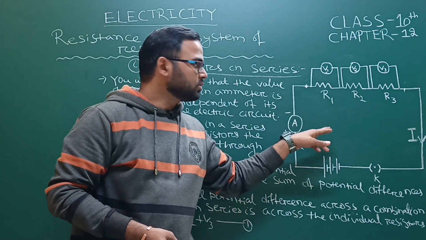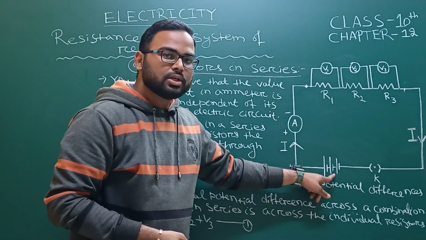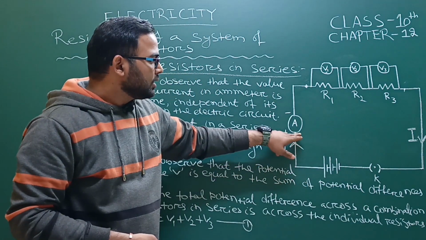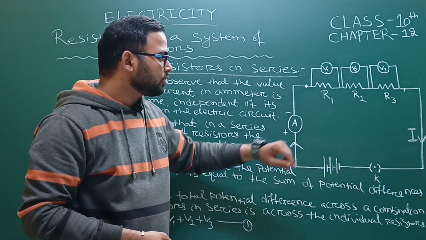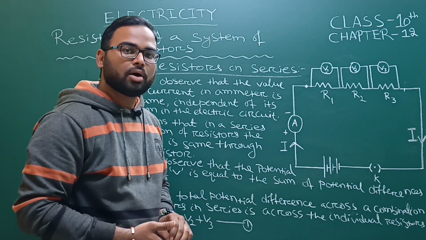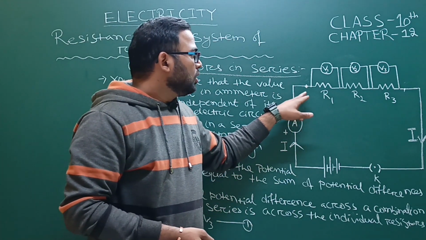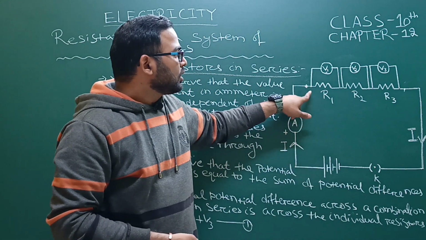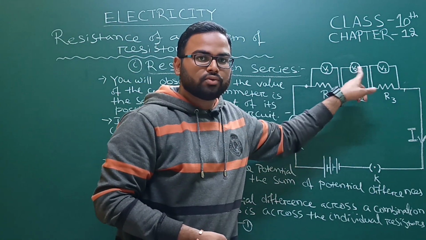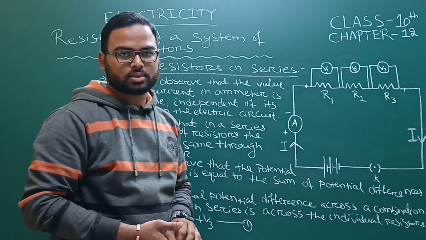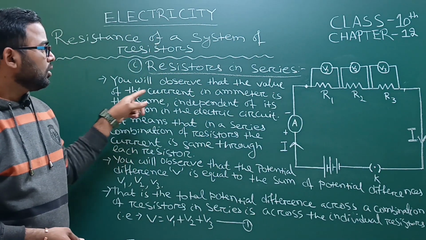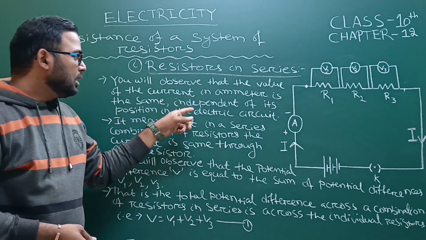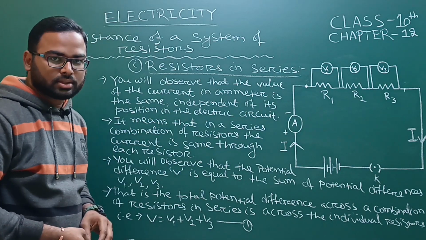First, see the circuit diagram. There is a potential difference or a battery, connected with a switch, and this circuit is connected with an ammeter. What is the use of an ammeter? An ammeter measures the amount of current. Then we have connected three resistors R1, R2 and R3, and three voltmeters V1, V2, V3 in parallel with the circuit. We will observe that the value of the current in the ammeter is the same, independent of its position in the electric circuit.